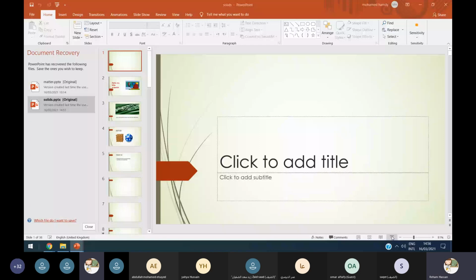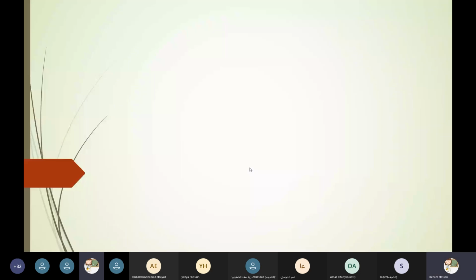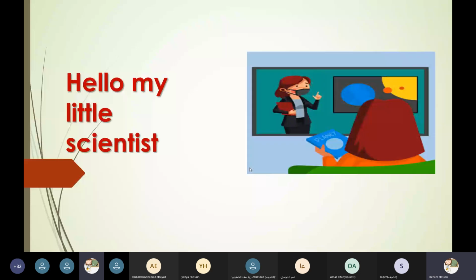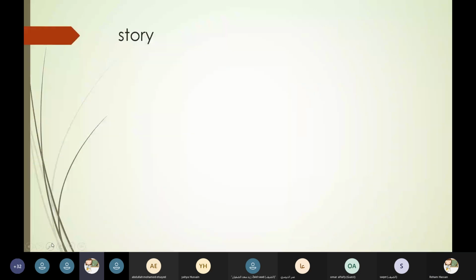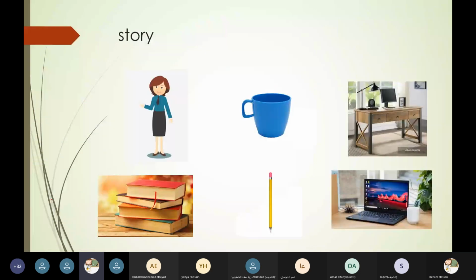Bismillah. Alhamdulillah. So today, inshallah, let's revise first matter, anything that takes up space and has mass, okay? And we have three kinds of matter: solid, gas, and liquid. Solid, gas, and liquid, okay?